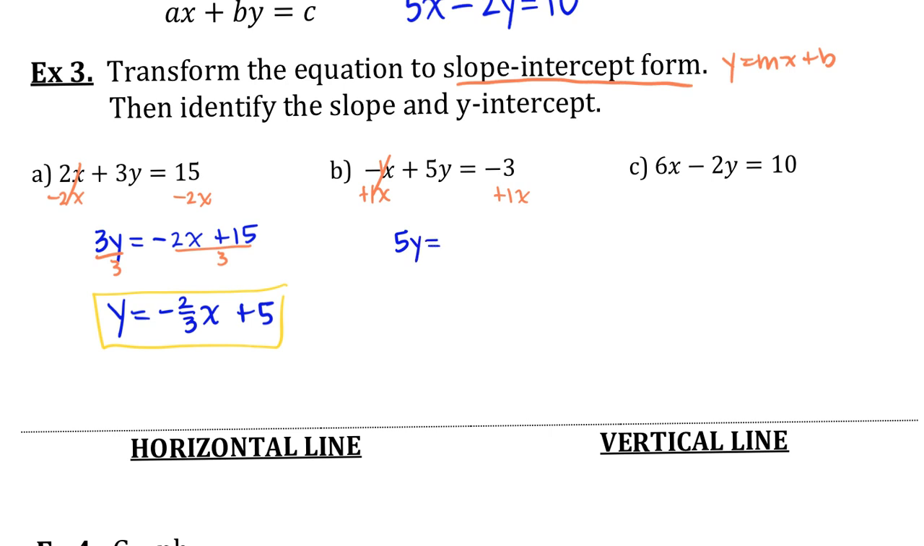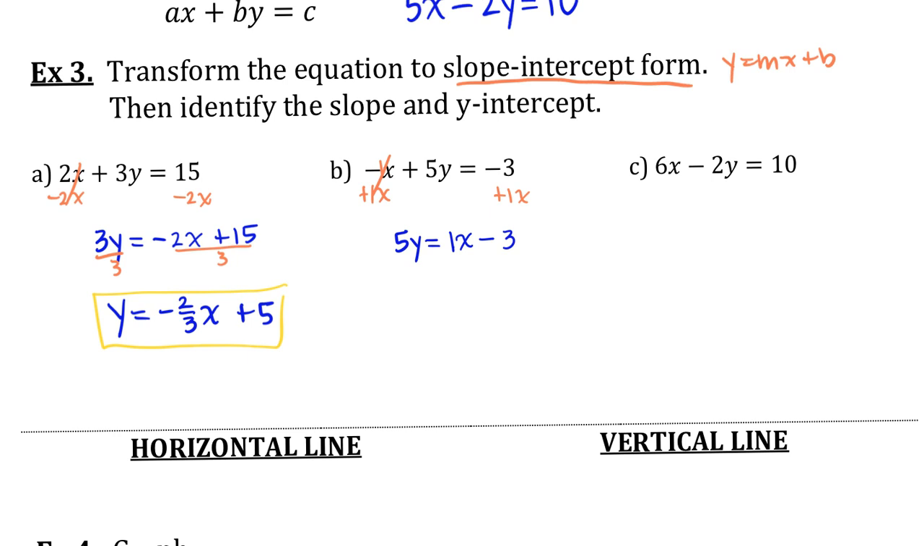Okay, so I have 5y equals. Now, negative 3 and positive 1x are not like terms. I cannot combine them together, but I can make sure I don't lose them. So I'm going to put the positive 1x first and the negative 3 next. If you do it in the opposite order, that's fine. Just be very respectful and careful with your signs. Okay, now I have 5y equals 1x minus 3.